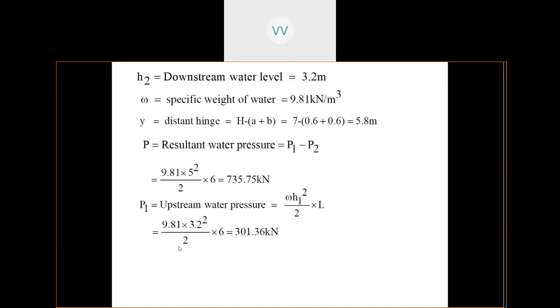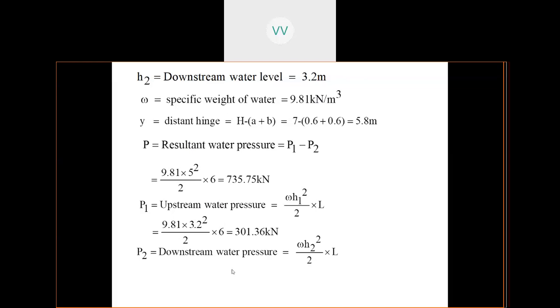Now, the upstream water pressure is small w H1 square by 2 into L. So you have 9.81 into 3.2 square by 2 into L. Please work out and substitute the numericals. The specific weight is 9.81, the downstream height is 3.2, and L is 6 meters. So you land up with a value of 301.36 kilonewtons.